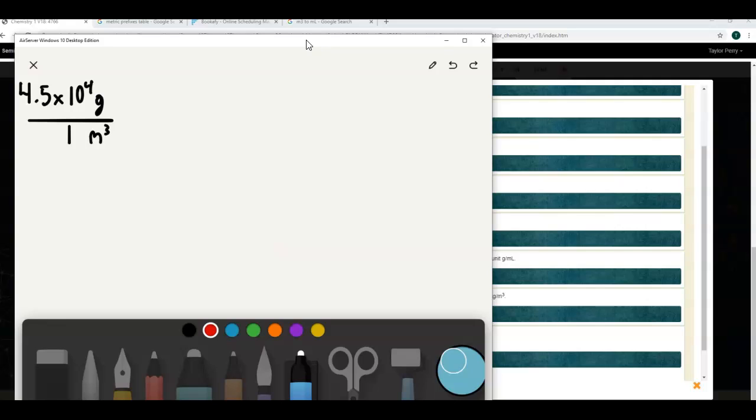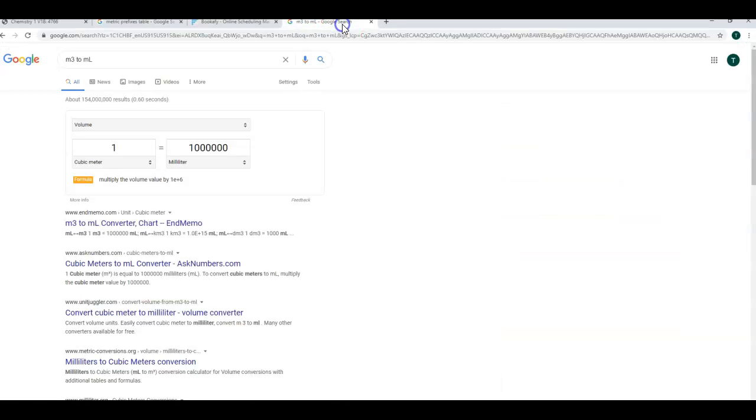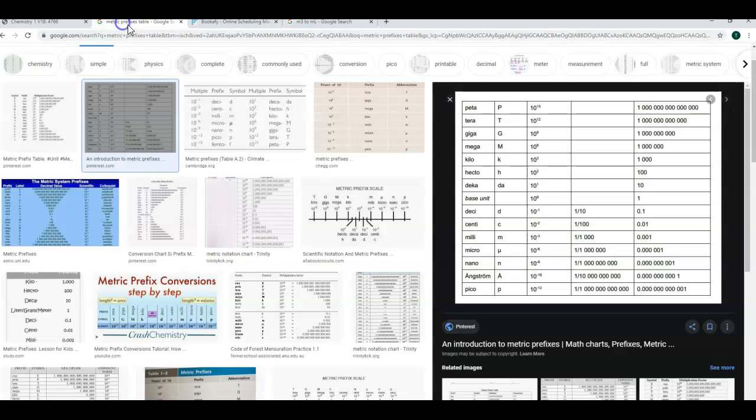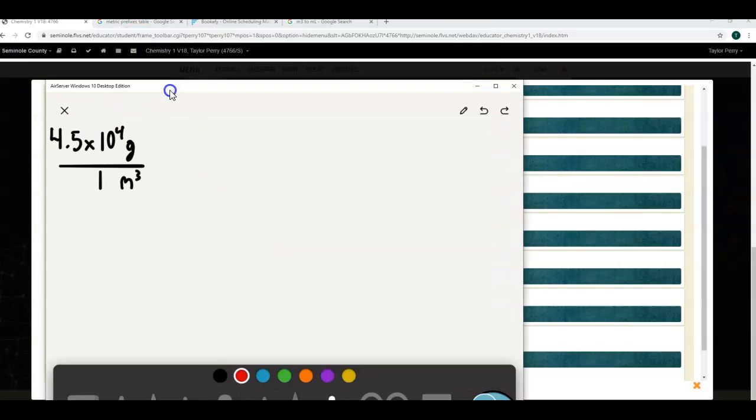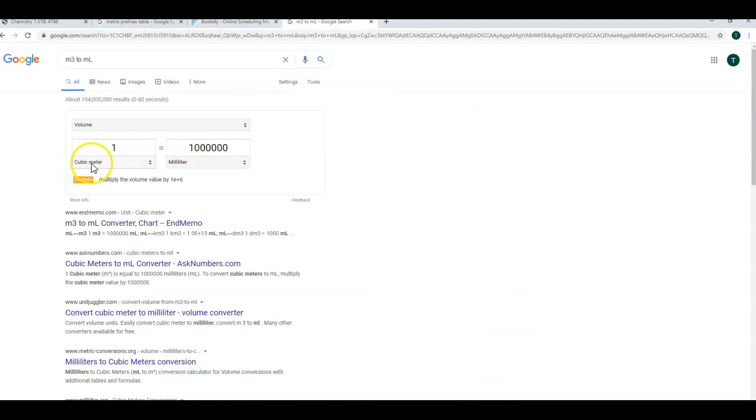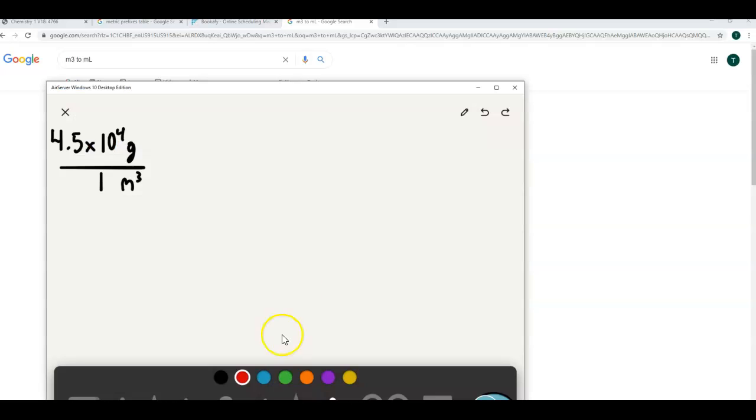I usually just Google cubic meters to milliliters. That's what I do. The book does it a little differently. They do a multi-step thing where they convert to centimeters cubed and then milliliters. I think it's unnecessary extra math in my opinion, but I'm going to do it my way. We know that there's 1 cubic meter in a million milliliters. So for every 1 million milliliters, that's 1 cubic meter. Let's throw that in our calculations.